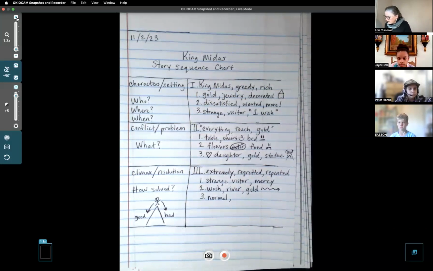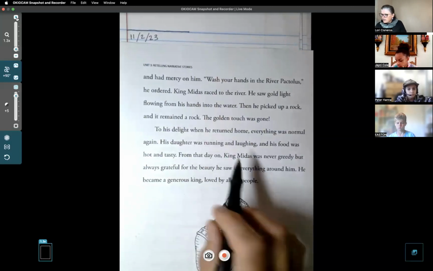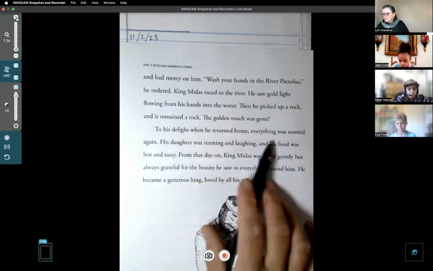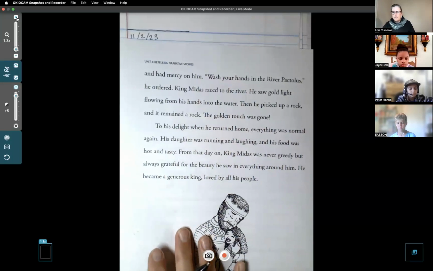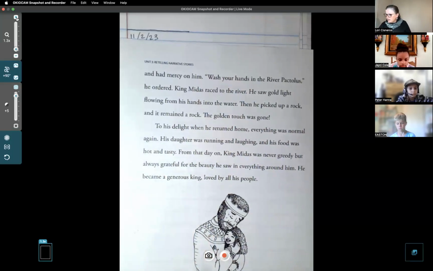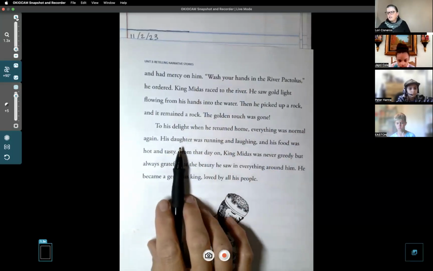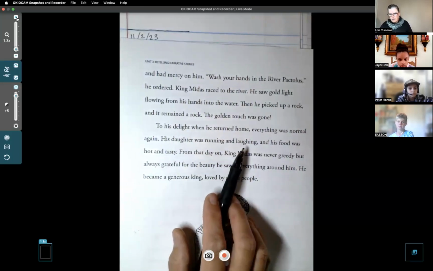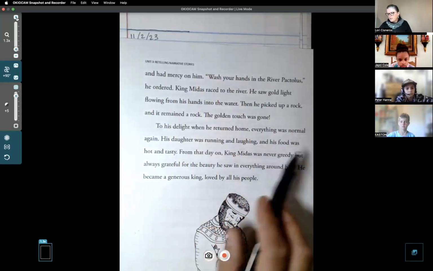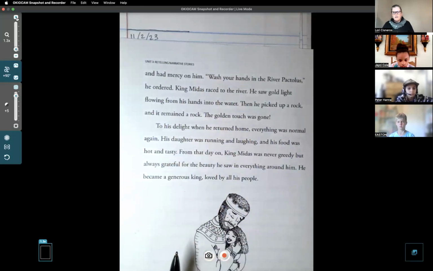Look toward the back here. It says the golden touch was gone. Look at this very last paragraph. This is how everything's now getting resolved, right? The problem is getting solved now. His golden touch is gone. It says everything was normal again. His daughter, that was the big one, was running and laughing. His food was hot and tasty. And he was so happy that things were back to normal.